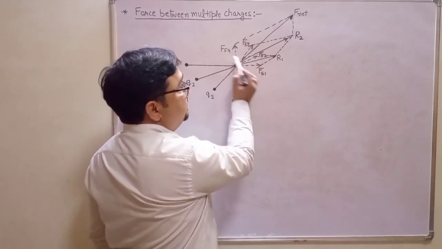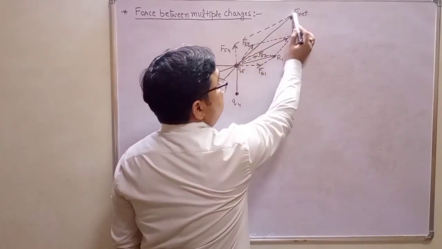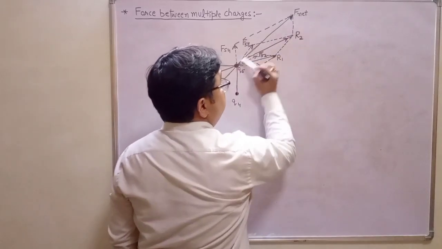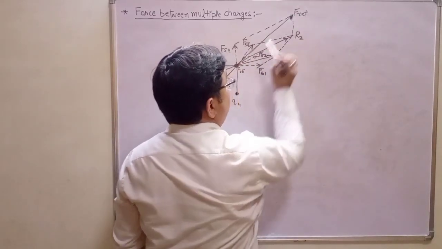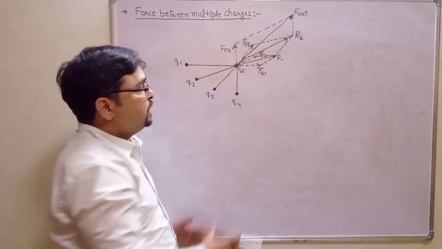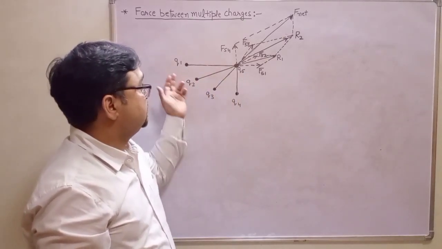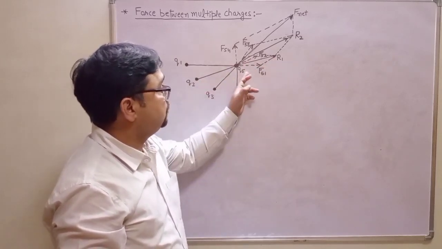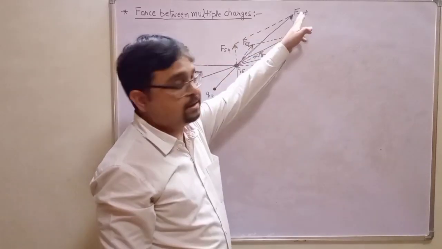Now find out the resultant of F54 and the previous resultant R2. Complete this parallelogram and draw the resultant. This resultant of F54 and R2 will give you the net force on Q5 due to Q1, Q2, Q3, Q4. So individually, first you find the force due to individual charges, due to Q1, due to Q2, then the resultant, then from Q3 to Q5, then again the resultant, then from Q4 to Q5, and then the final resultant, F net.